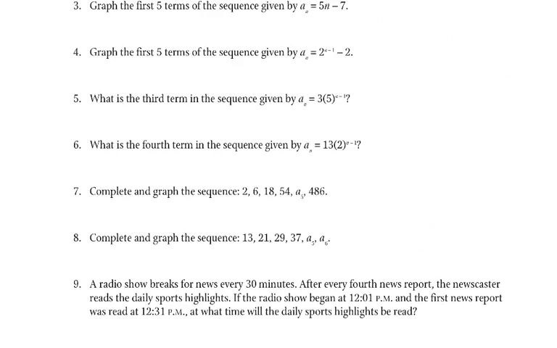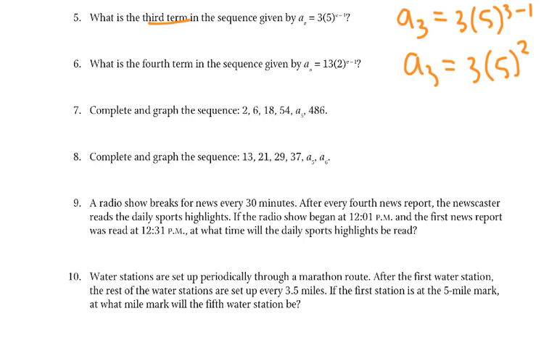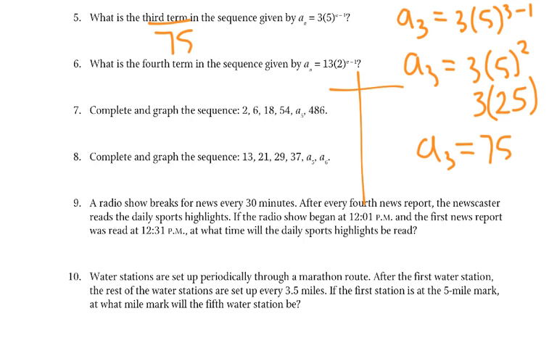Alright, so now taking a look at number 5. What is the third term in the sequence given by a sub n equals 3 times 5 to the n minus 1? So if we want to find the third term, we just go a sub 3. 3 times 5 to the 3 minus 1, which is 2. 5 squared is 25. Times that by 3, we get 75. Okay, could we make a table with this? Yeah.